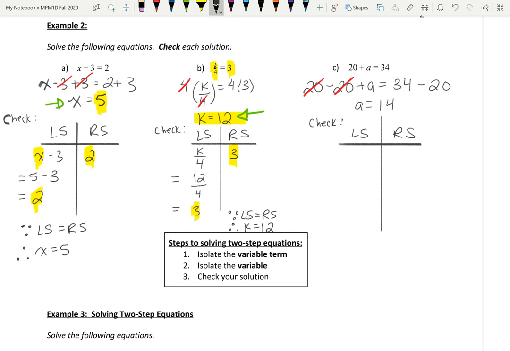Okay, and let's check for c. The left side of my equation is 20 plus a. The right side is 34. Okay, so let's focus on the left side by substituting our value for a wherever we see a and simplifying. Again, we got the same values on the left and right side. So since left side is equal to right side, therefore a is indeed equal to 14.